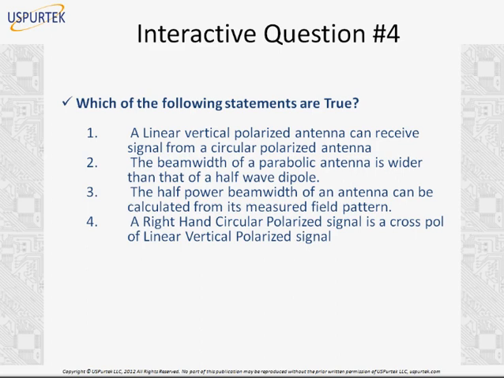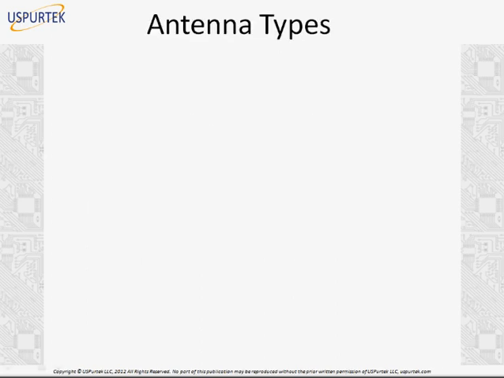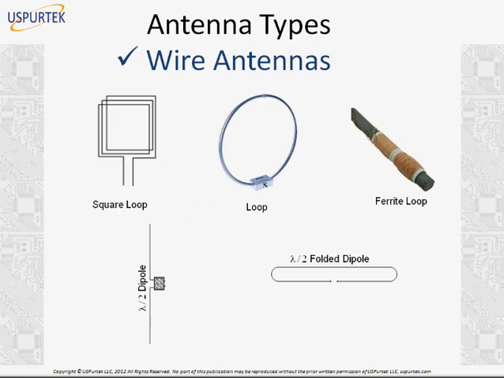So yeah, some of you have given the answers for this. Number one, a linear can receive signal from a CP antenna, and the HPBW of an antenna can be calculated from its field pattern. Very good. That is very good. Okay. Now let's quickly go through the antenna types. Different types of antennas that we see around us.